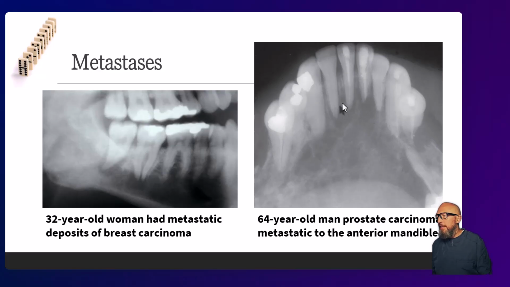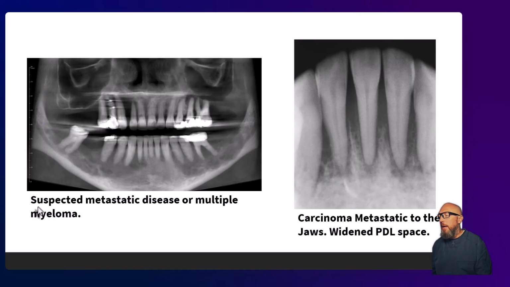I said malignancies like to do that irregular PDL space widening, so a lot of signs of malignancy here, and his history might tell you that he's at a risk of that prostate cancer metastasis.